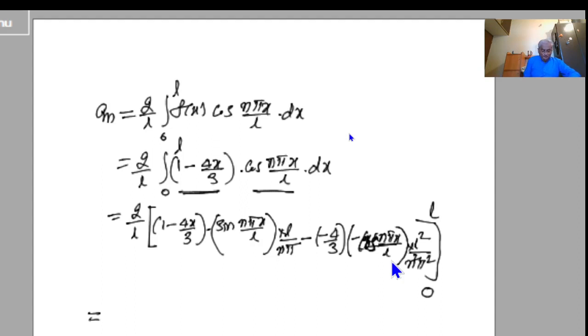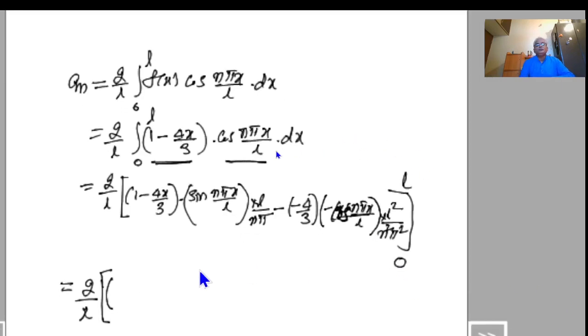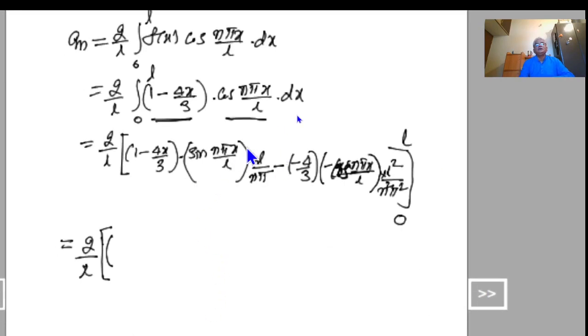That is equal to 2 by L into, first I will put the upper limit L. If I put x equal to L, L by L is equal to 1, so I am getting sine of n pi in this bracket. And we know that sine of n pi is 0, and 0 into anything is 0. So the first term is 0 at the upper limit. And here we have three minus signs, so again we get a minus sign here.